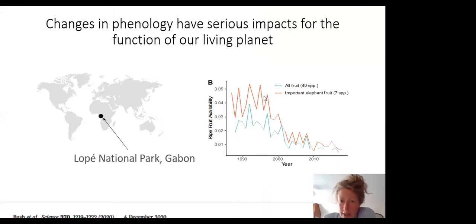Changes in phenology have serious impacts for plants, animals, humans, and even the functioning of our living planet through feedbacks to the climate system. Our recent publication from Lopé National Park in Gabon shows that warming temperatures may have already reduced natural fruit production in this relatively well-protected tropical forest within Central Africa. And this just shows how serious the impacts of climate change can be on the maintenance of tropical forest and for the animals and people that rely on resources such as fruit production.